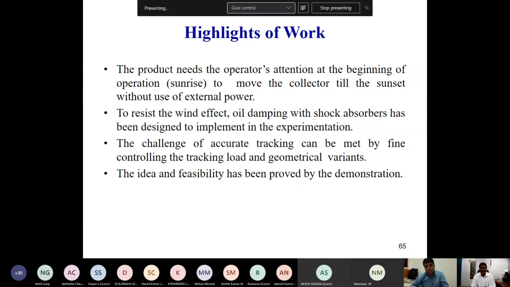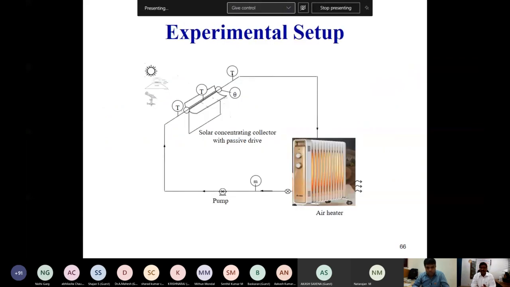Coming to the accuracy, up to 1 degree error we can get, that is the tracking error I am saying, and 1 degree error is not a big issue with the compound parabolic collector. And this is feasible as per my product cycle, whether it is practically feasible or not. Feasibility, we proved by means of this design as well as the demonstration.